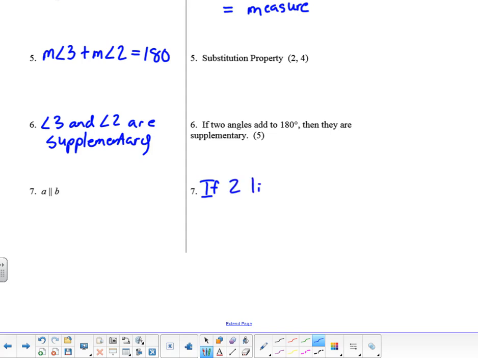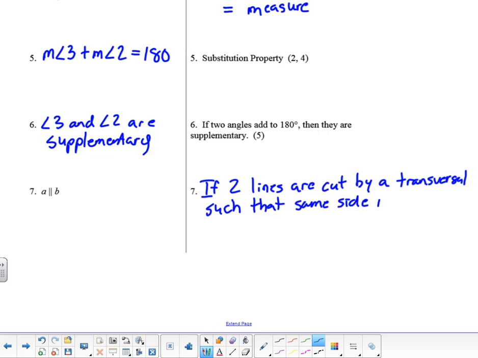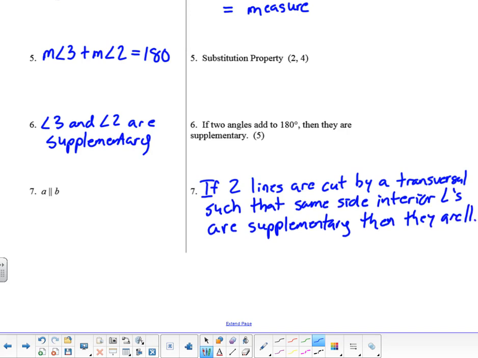So if two lines are cut by a transversal such that same side interior angles, a lot of writing, are supplementary, then they are parallel. Supplementary, okay, then they are parallel.